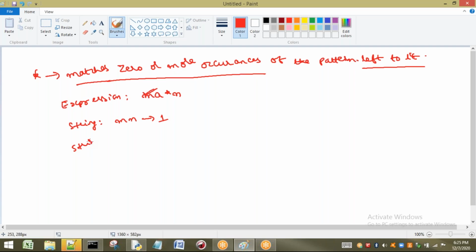Next string I will take. Next string here I am going to consider as MAN, man. So here also what happens? Here I am not going to search for it. 1 minute. Here it matches 0 or more occurrences of the pattern. So left to it. Left to it means what? Left to this star. That means I want to search for this one. Okay. Right. Now MAN I am going to take here.